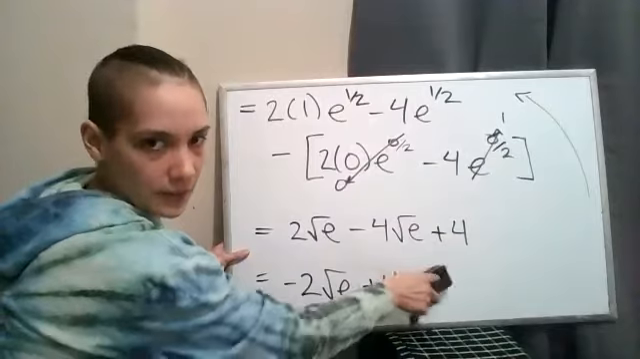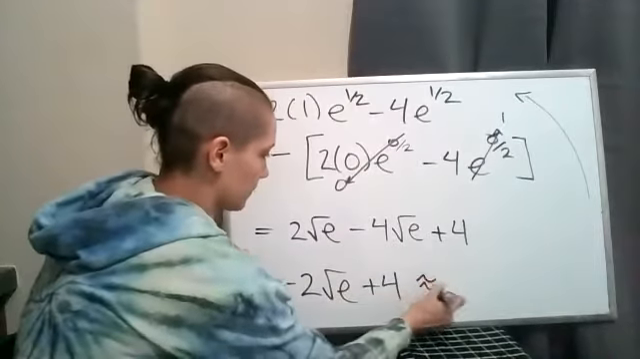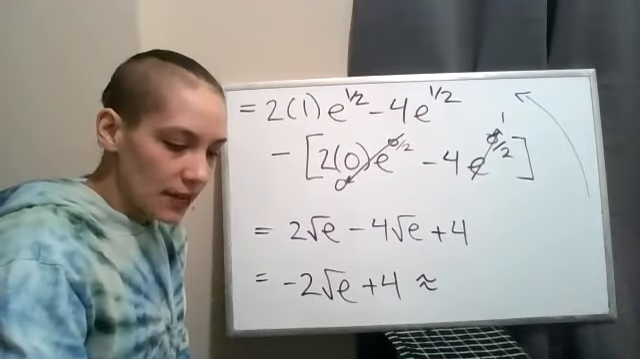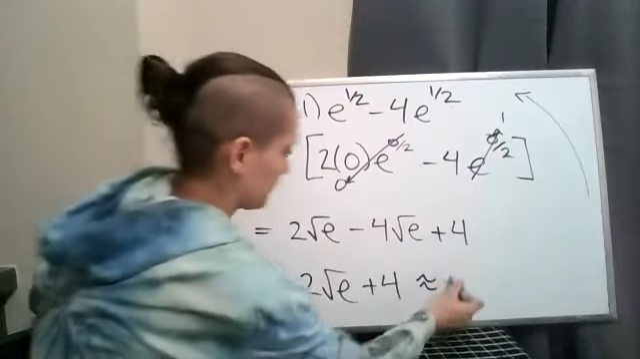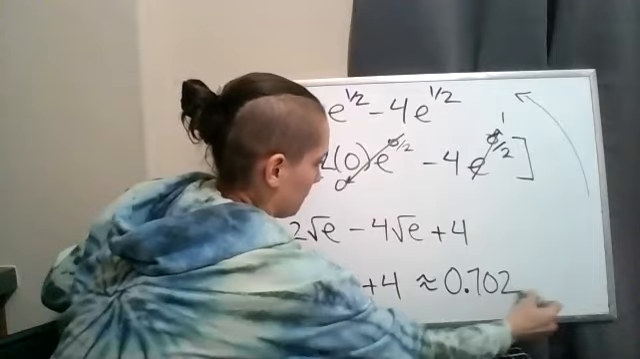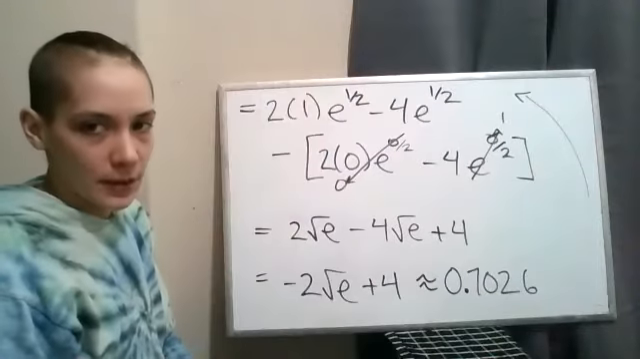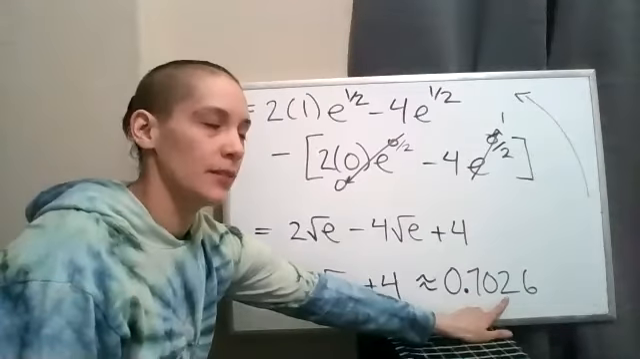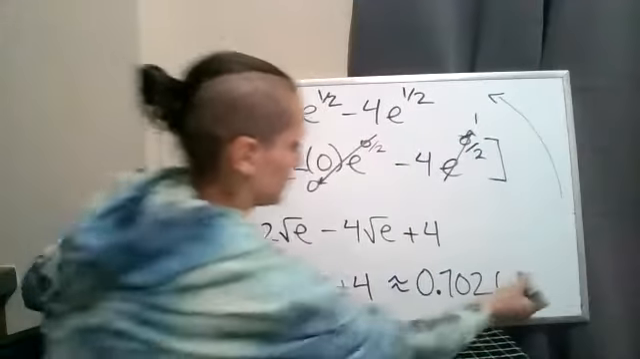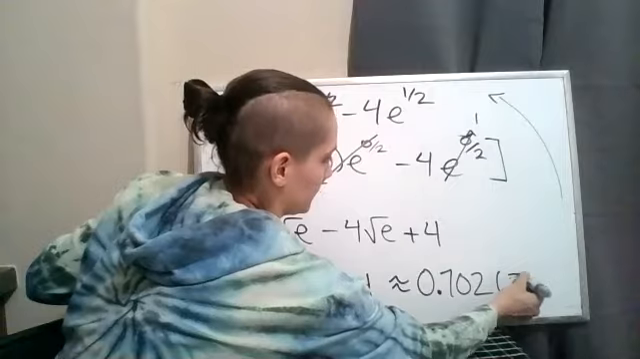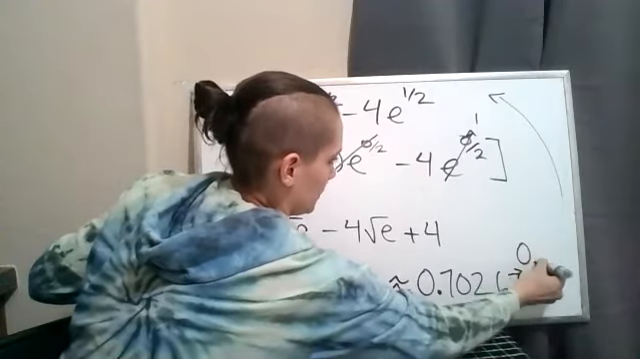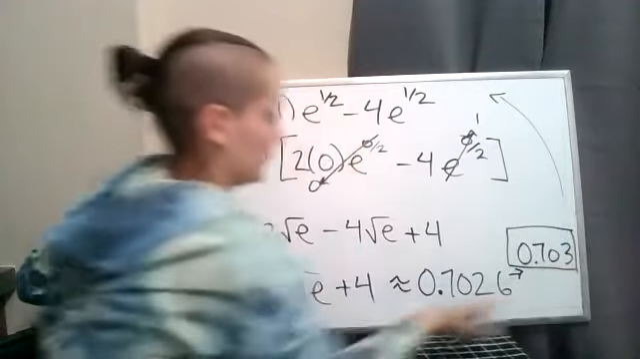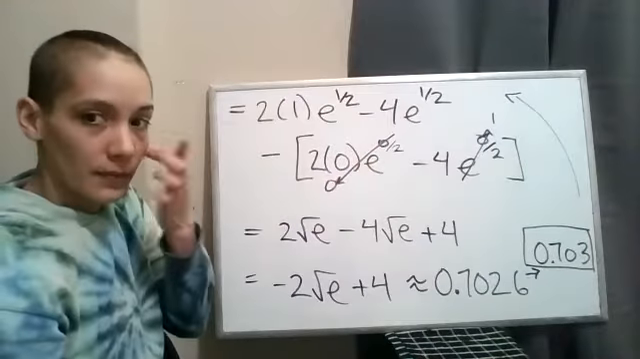Then I put it into a calculator. I got 0.7026. We're going to round to 3 decimal places, so we'll round this up to 0.703. Cool.